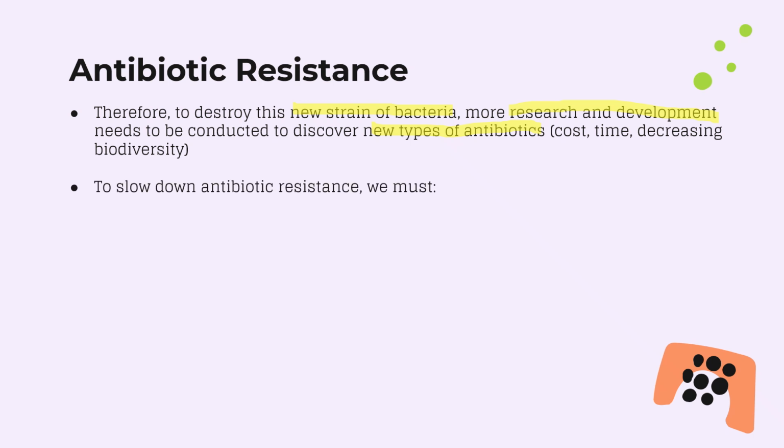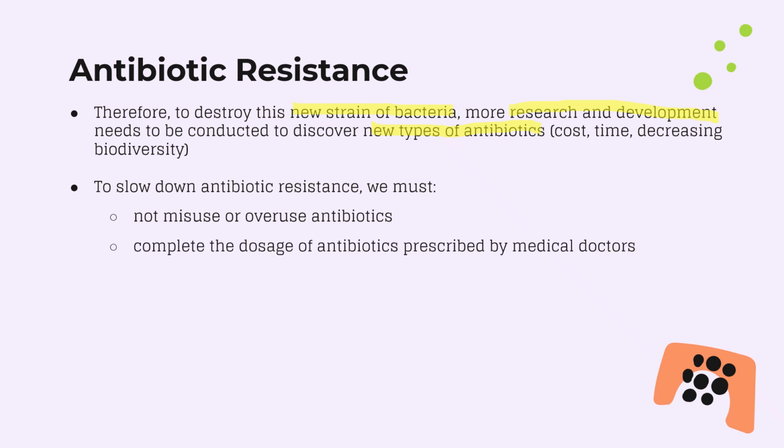So to slow down antibiotic resistance, there are 3 ways that we can do it. Number 1, do not misuse or overuse antibiotics. Number 2, when the doctor prescribes a dosage, you have to complete the dosage. In current years, it is 7 days. 10 years ago, it was only 5 days. And thirdly, use antibiotics only when necessary. Do not keep your antibiotics for a rainy day. You have to complete them. And when you fall sick, the doctors will only prescribe you antibiotics if they think that it is necessary.